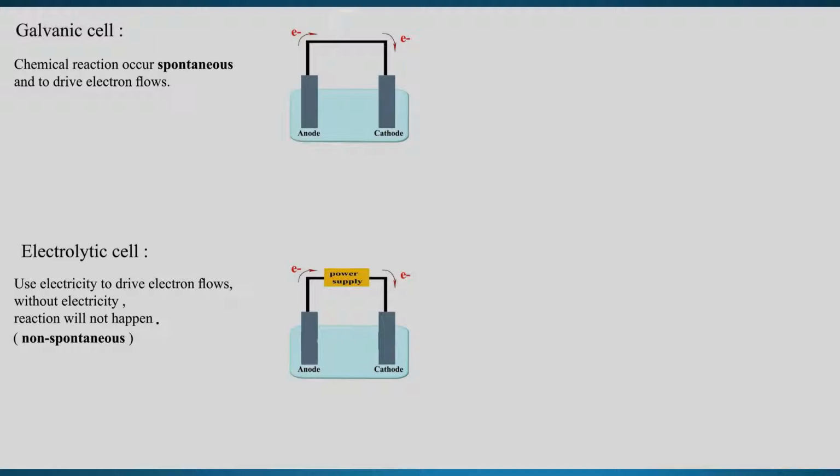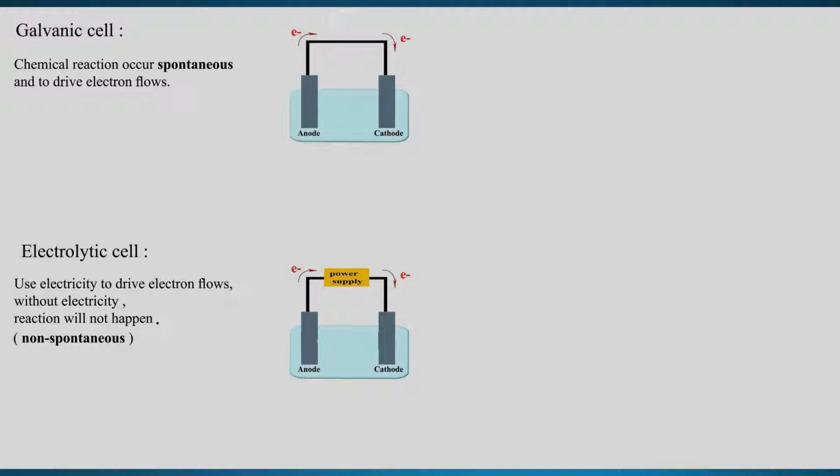Electrolysis. Galvanic cell and electrolytic cell. What's the difference? The top one, the galvanic cell: this chemical reaction occurs spontaneously and it drives the electron flow.